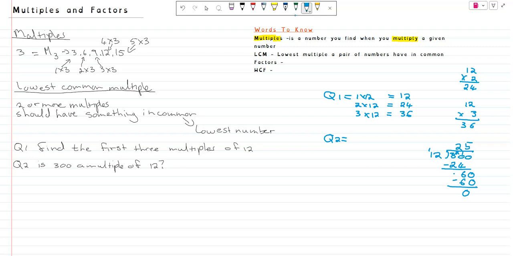Hold on, but they don't want to know 25. They asked, is 300 a multiple of 12? Which means yes. Yes, 300 is a multiple of 12, because 12 times 25 equals 300. Okay, so yes, 300 is a multiple of 12 because 12 times 25 equals 300.